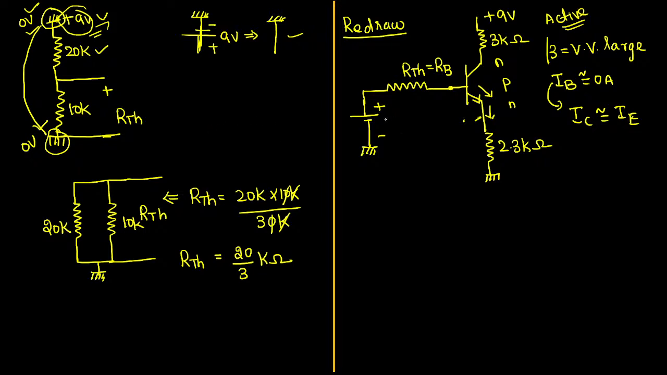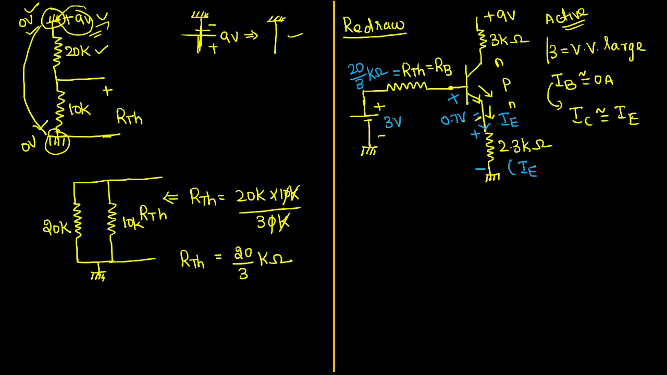What is the base voltage? We found that is 3 voltage. What is the value of base resistance? 20/3 kilo ohm. Here we are having 0.7 voltage, and here the current flow through the emitter is called emitter current. Current entering point plus, leaving point is minus. How will you write the voltage drop across the 2.3 kilo ohm?